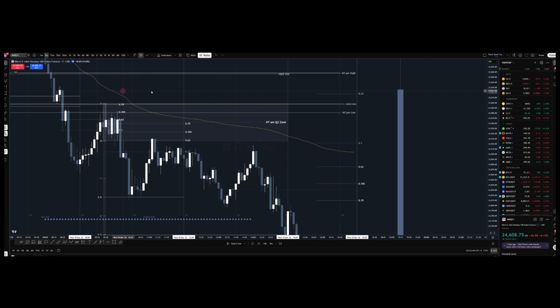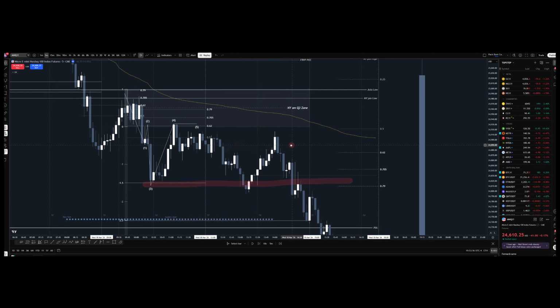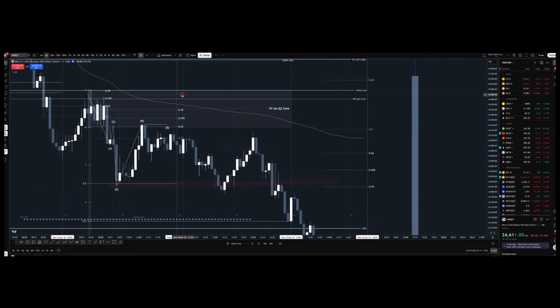Another SBS. 1, 2, 3, 4. We sweep 2. 5 is the lower high, and continue down to here for 6. Very nice price action through New York AM here.